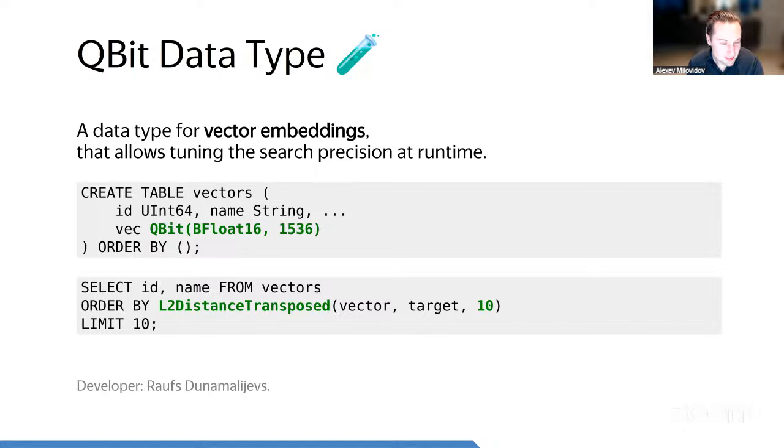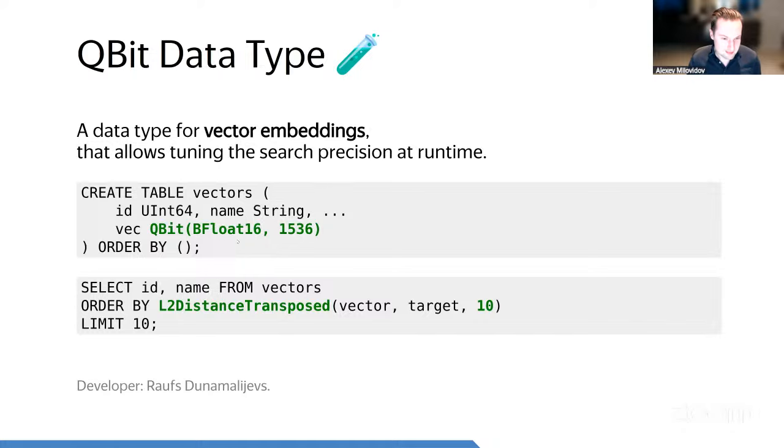So to use it, you just specify this data type, you specify the type of dimensions. It could be something like float 32, float 64, or bfloat 16, and the number of dimensions. So in this case, it is QBit with 1536 dimensions, each of them containing a value of type bfloat 16.